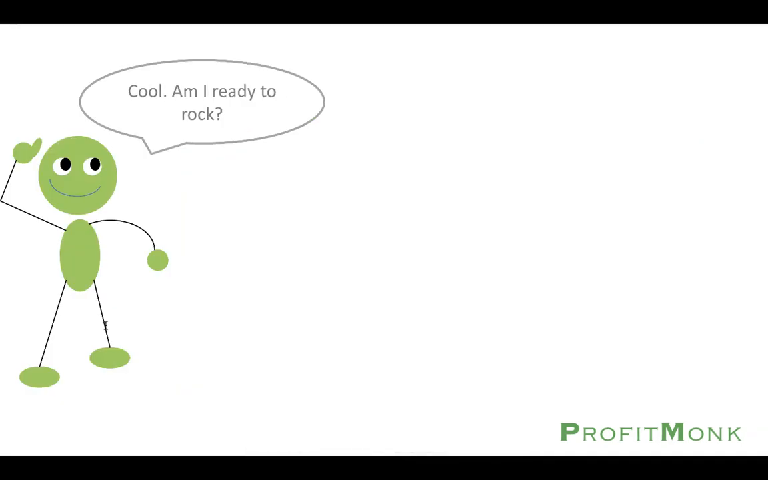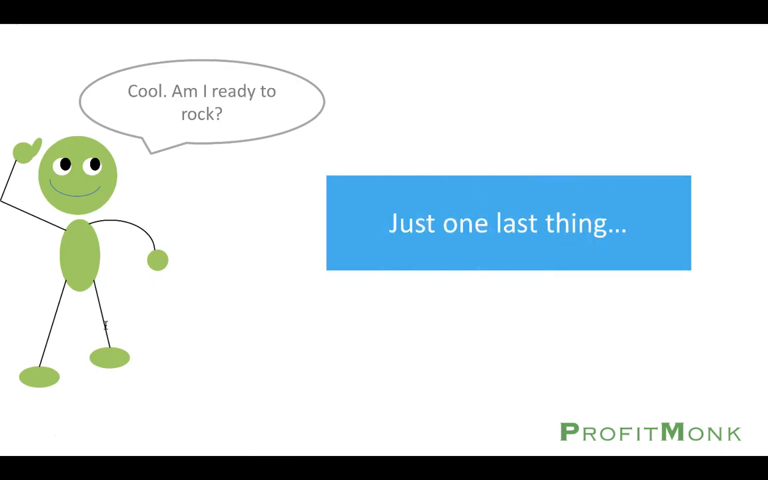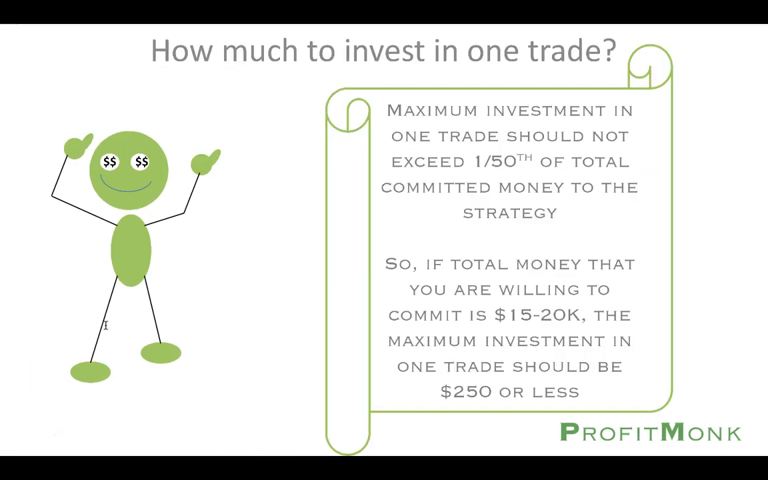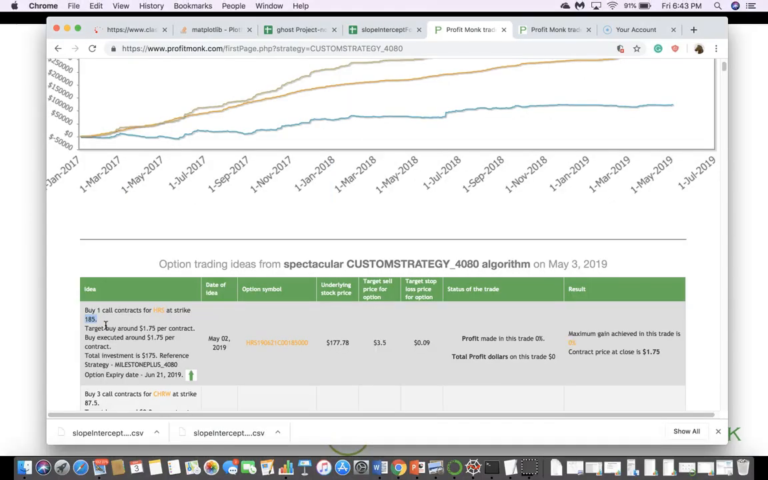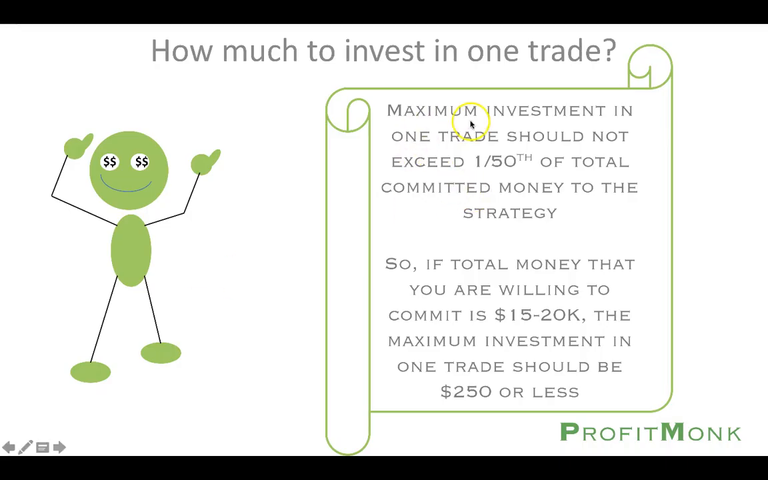Just a few more things before you are good to go. One, how much to invest in one trade, although the pack actually does that for you. It tells you this information as well. It tells you buy 1 contract, target buy is 175, total investment is 175. If you do the pack setting, this is going to happen automatically, but still it is better to understand this so that you size your trades adequately.